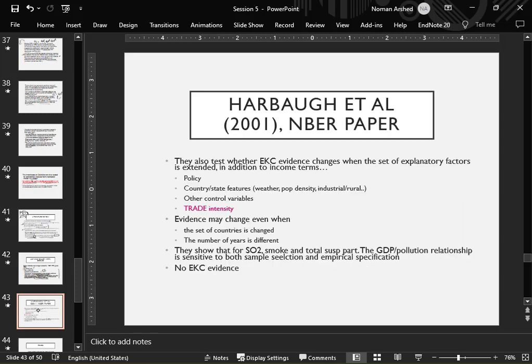The next study is from 2001, and they used weather, population density, industrialization and trade intensity. The evidence suggested that the relationship of SO2, smoke, total suspended particles and GDP is sensitive to both sample selection and empirical specification, and there was no EKC evidence there.